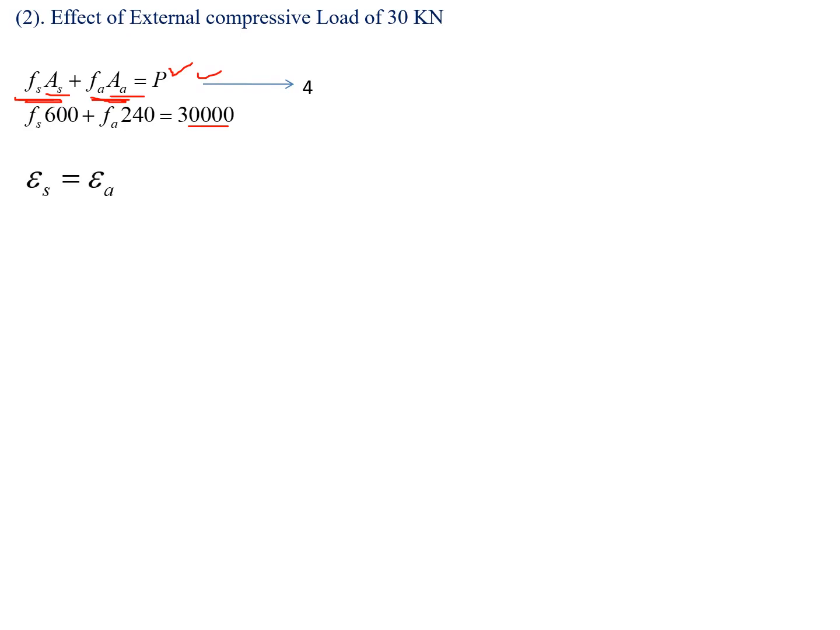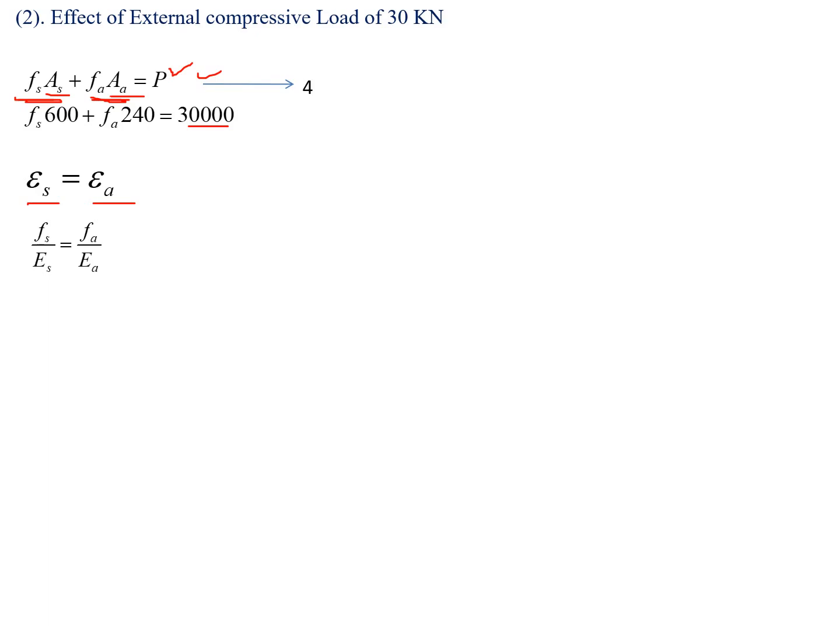Also, we know that in the composite bar, the strain of the aluminum bar is equal to the strain of the steel bar. So epsilon S equals epsilon A. We know that strain is nothing but stress divided by Young's modulus. Similarly here, the strain of the steel bar is equal to the stress of the steel bar divided by Young's modulus of the steel bar, which is Fs by Es, equal to the stress in the aluminum bar divided by Young's modulus of the aluminum bar, which is Fa by Ea.